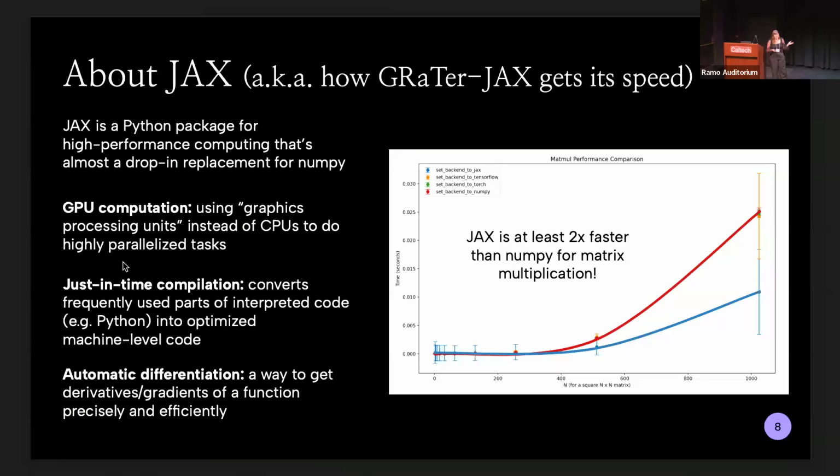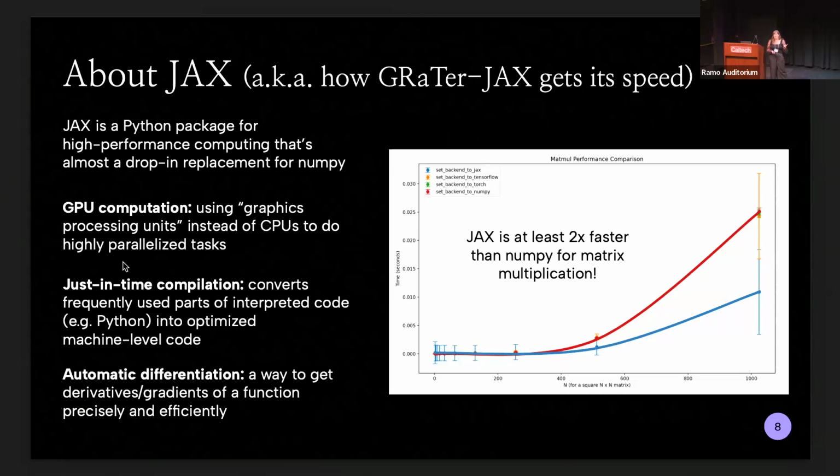And from using JAX, you get all of these benefits. We can use GPU computations, where we're using graphics processing units instead of traditional CPUs, and we can parallelize things and make them super fast. We can do just-in-time compilation, where the most used parts of the code that are used over and over again are actually compiled down into machine code so that you can run them faster.